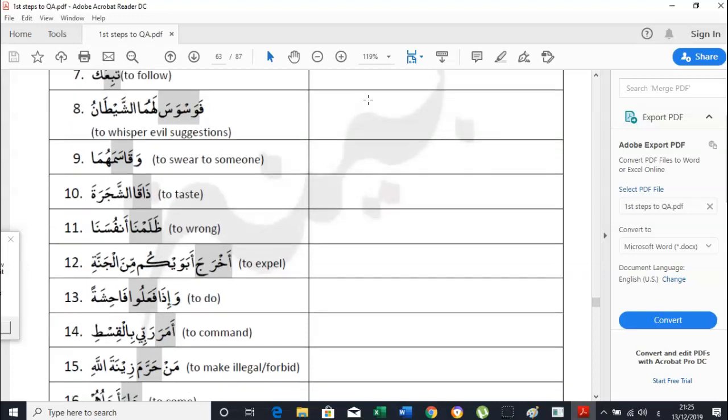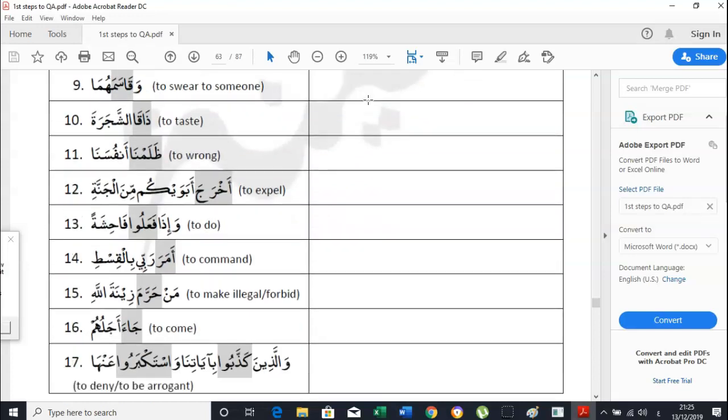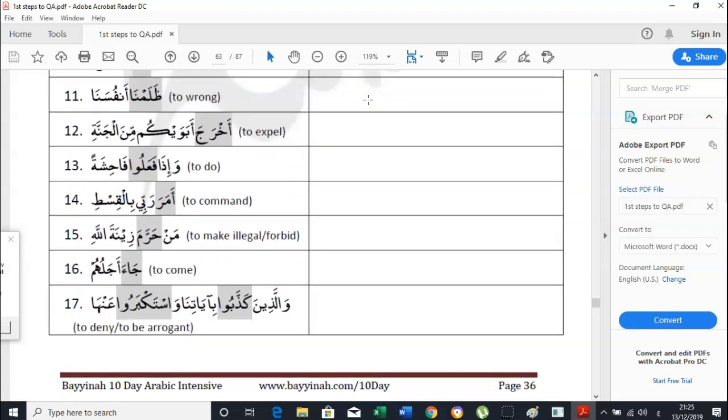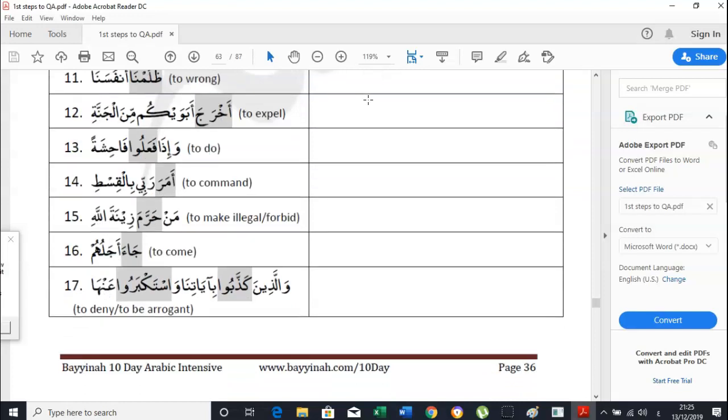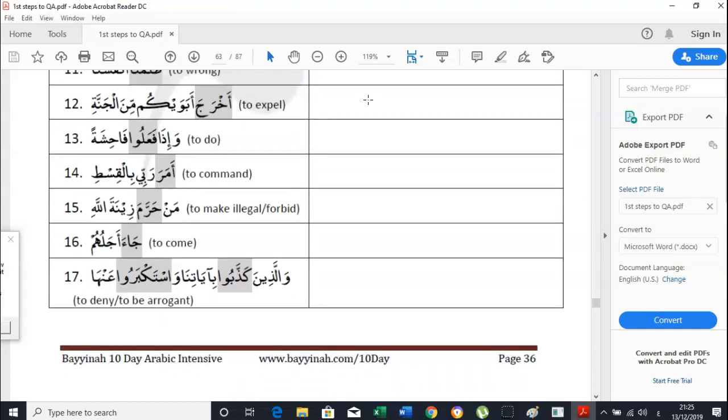You don't translate the whole thing. Just translate what's highlighted. The other ones you won't be able to; there's a reason for that. So number 3, number 8, don't do those. You can do the others. Number 16 as well, ignore that. And that's it. For example, number 17, just translate كذبوا and translate استكبروا. Pretty straightforward. So كذبوا means to deny. استكبروا means to be arrogant.